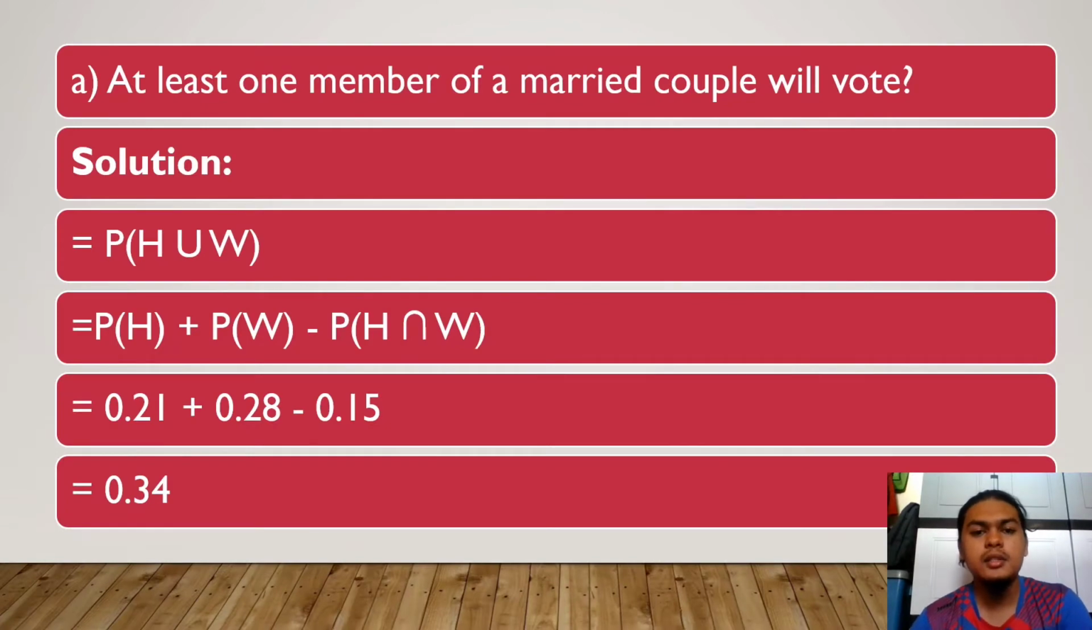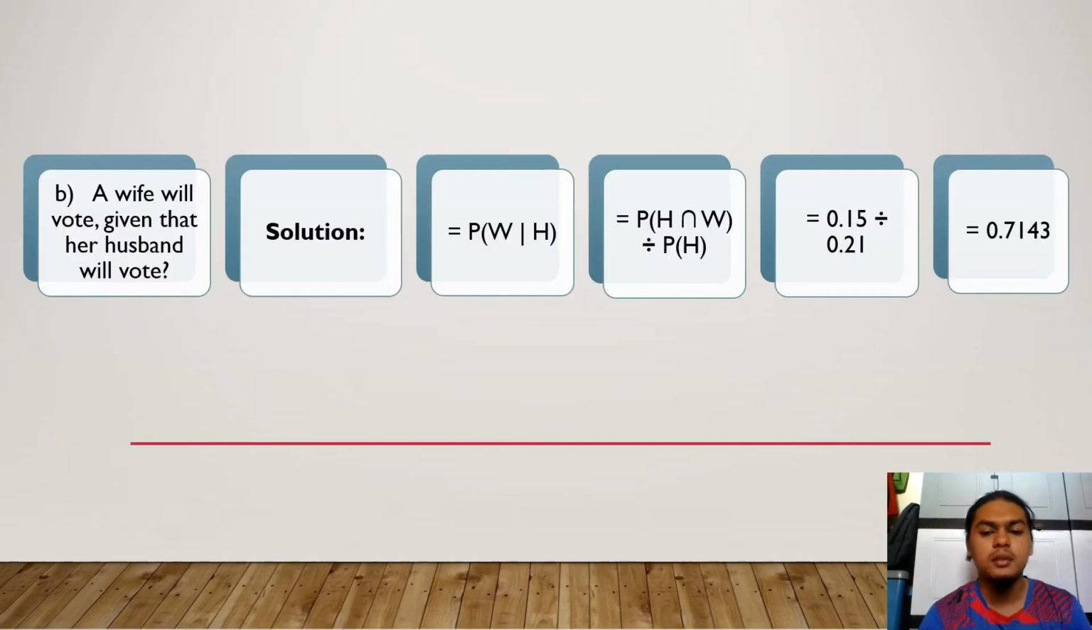Question A. What is the probability that at least one member of a married couple will vote? So, for the solution, we need to find the probability of H union W using the addition rule. So, the probability of H union W is equal to the probability of H plus the probability of W minus the probability of H intersect W. So, we will get 0.21 plus 0.28 minus 0.15 and get 0.34 as the answer.